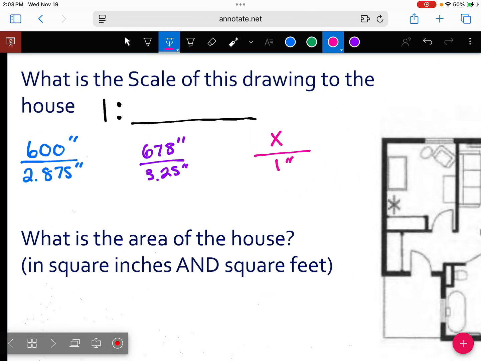If we set this up as a similar ratio, I can either do my 600 over 2.875, or 2 3/4, equals x over 1, or I can take this one and set it equal to x over 1. I can solve this around. I want to try and figure out what x is.